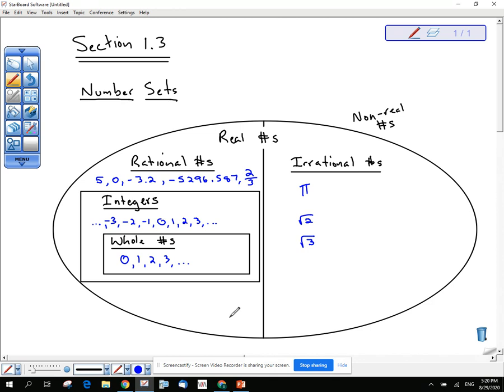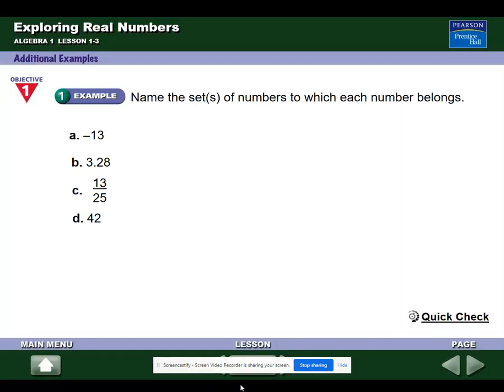Now, there is one more set if you read your book, and it's called natural numbers. Some books call them counting numbers. I don't include it here because it's the exact same thing as whole numbers except not 0. So the counting numbers, or natural numbers, are 1, 2, 3, 4, 5, 6, 7, 8, 9, 10. Okay, so those are number sets. With that, let's do a few examples, because they'll give us a number and ask, what number set does this belong to?